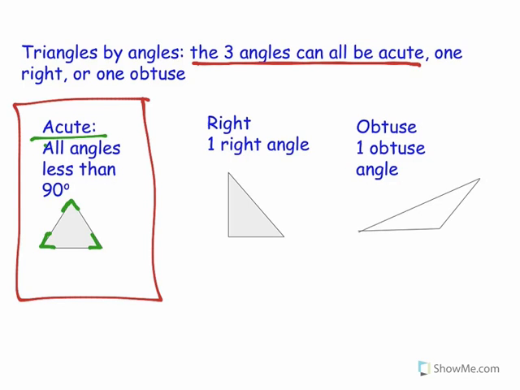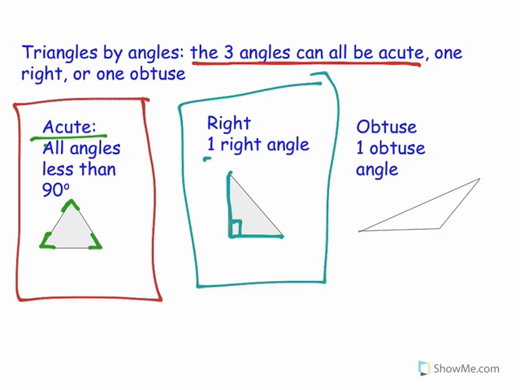An acute triangle. The second way would be if it has one right angle. We would call it a right triangle. You might also see a little square in the corner. So this one right here just has one right angle, and we'd call it a right triangle.